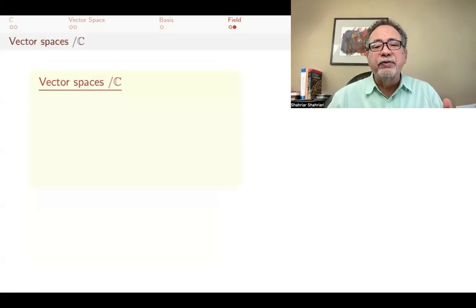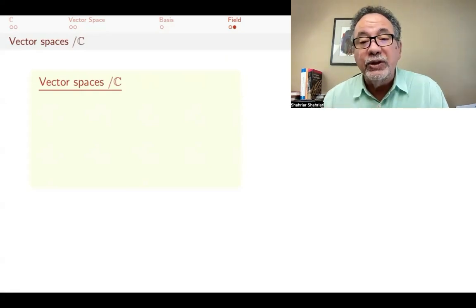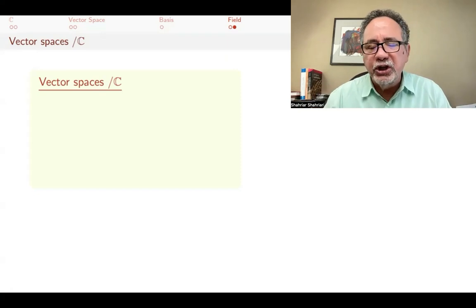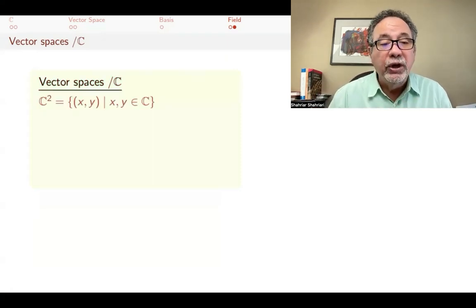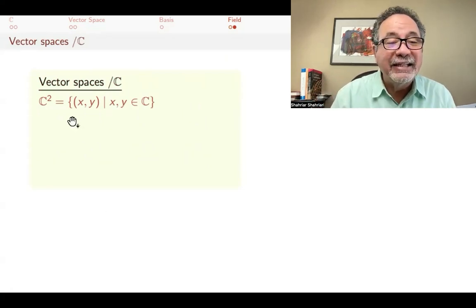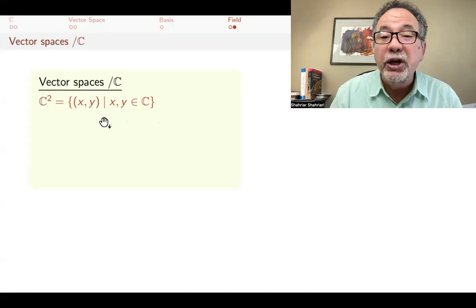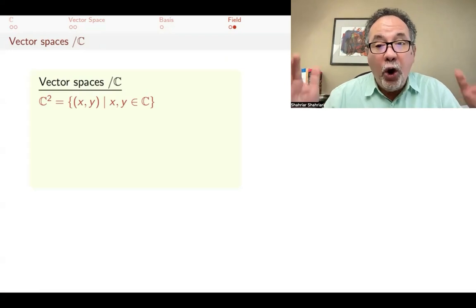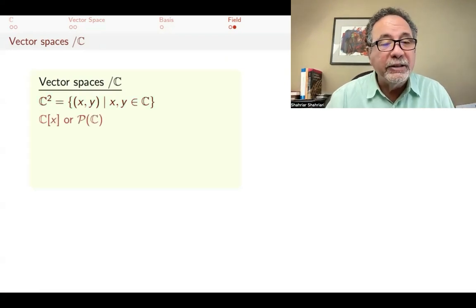Here are some examples of vector spaces over the complexes, where the scalars are complex numbers. If this is your first run through linear algebra, you can just ignore these. Just like R2 is a vector space over R, C2, pairs of complex numbers, is a vector space over the complexes. This x and y are elements of the complexes, so each one of those is something like 2 plus 3i and 5 minus 8i. And all of those together form a vector space.